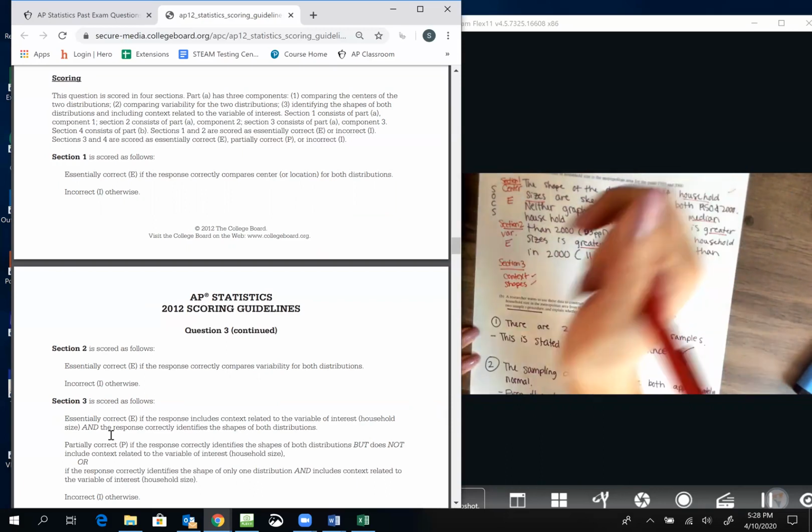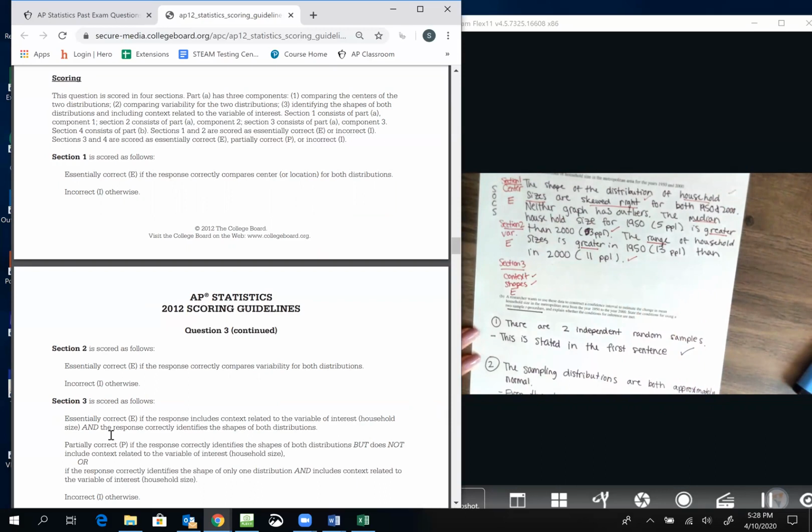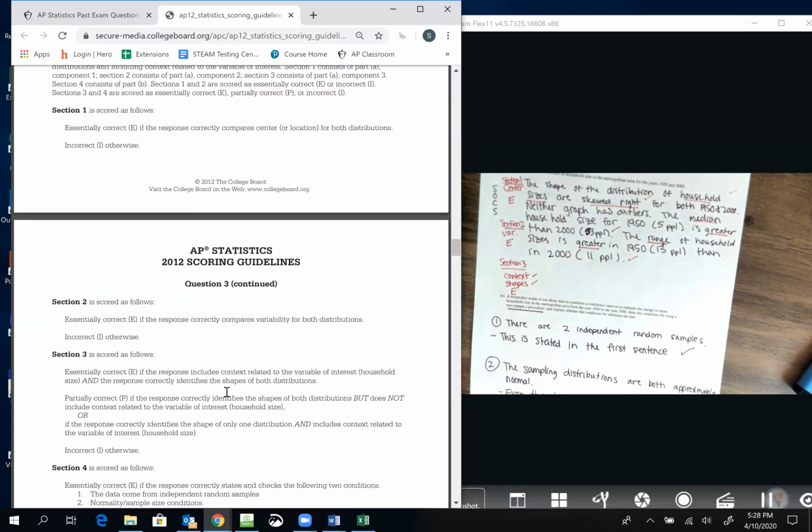So again, they didn't take off for the outliers, but you don't know what they're going to do. They're going to take off for outliers for sure if there are outliers and you don't mention them. Just always put it and you'll always be safe. If you identified both shapes but you didn't include context, that was partial. Or if you identified one of the shapes and included context, that was partial. But if you didn't identify the shapes at all, it was incorrect.